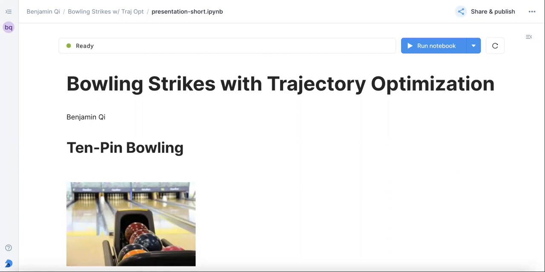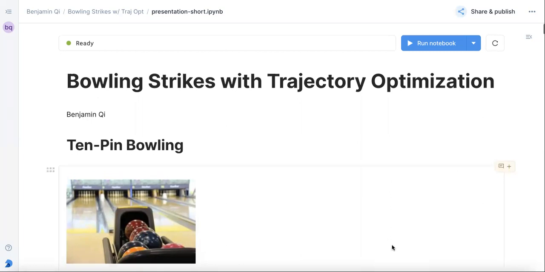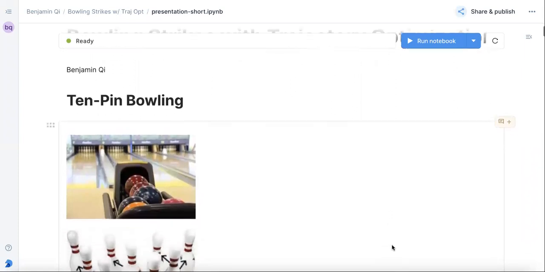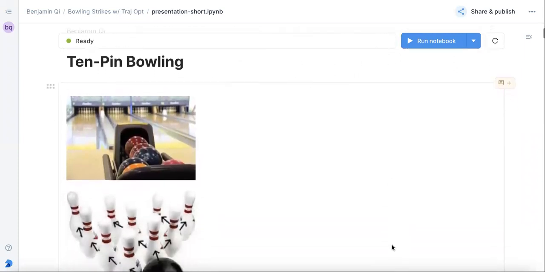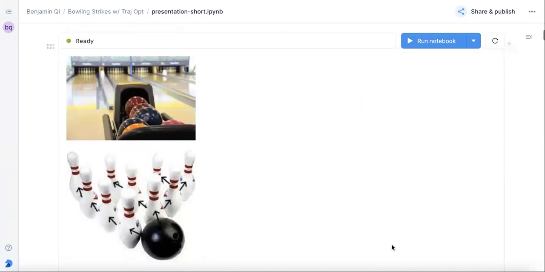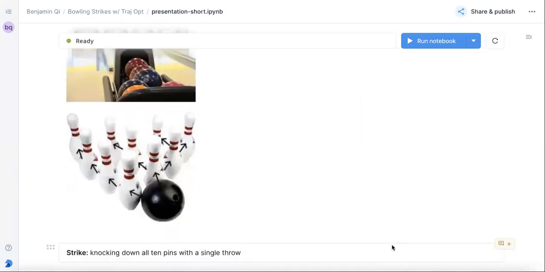First, a brief introduction to bowling. In this sport, the objective is to roll a bowling ball down a lane and knock down as many of 10 pins as possible. A strike refers to knocking down all 10 pins with a single throw.